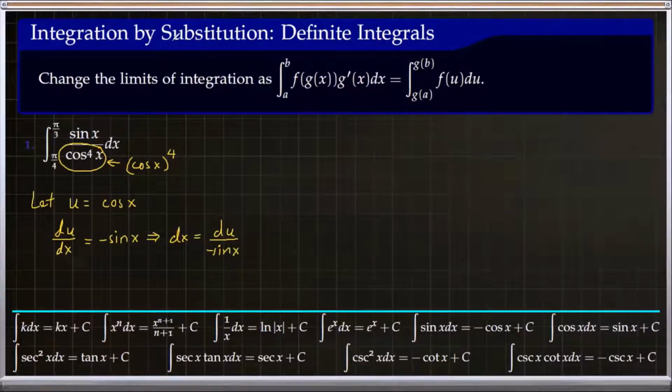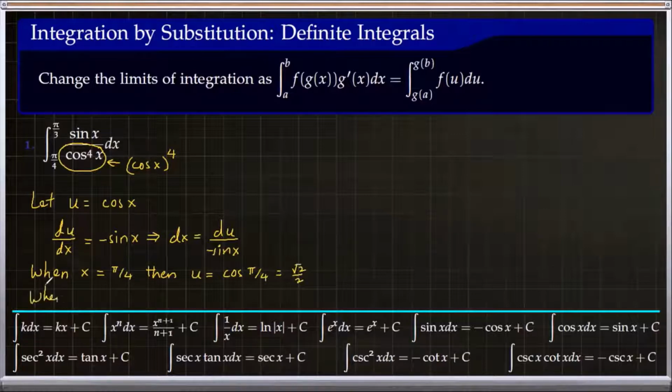Now this is a definite integral, so we also need to find the limits for u. These pi by 4 and pi by 3 are limits for x. Now we need to find limits for u, so that we can just do by looking at the function u in terms of x. So when x equals pi by 4, then u would be cosine of pi by 4 because u is cosine x. And we know cosine of pi by 4 is square root 2 over 2.